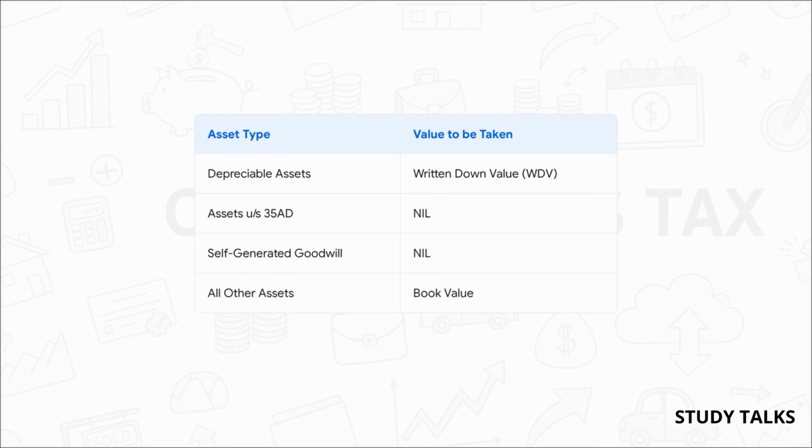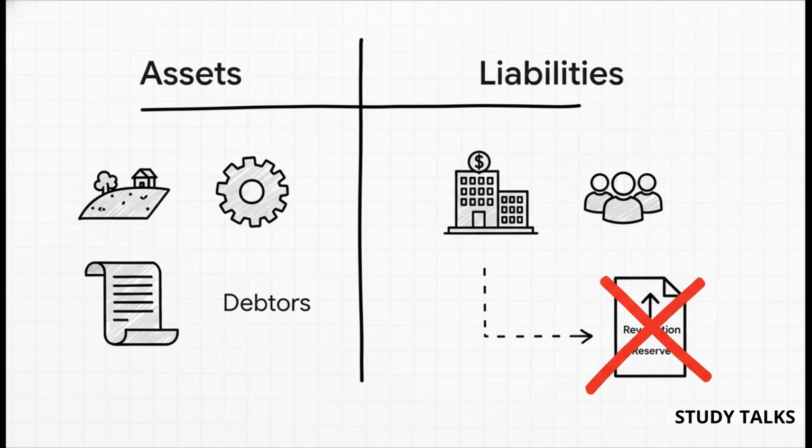The calculation has rules. For depreciable assets, you take the written down value, the WDV. For those special 35AD assets, it's nil. For everything else, it's the book value. But, and here is the most critical rule, the biggest trap, you must always ignore any change in value that comes from a revaluation of assets. So to get the net worth, you're going to add up the tax values of all the assets, the land, the machinery, the debtors, and then you subtract the outside liabilities.